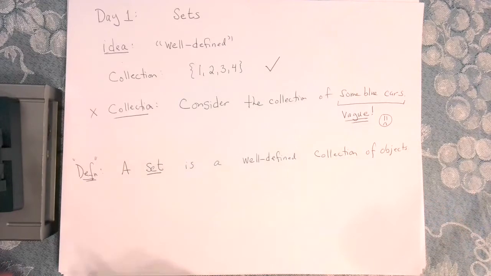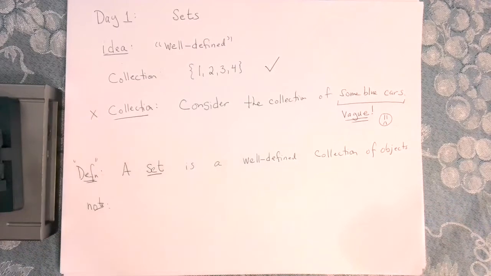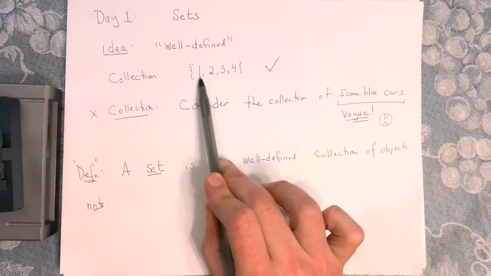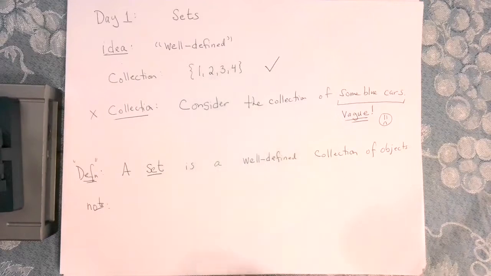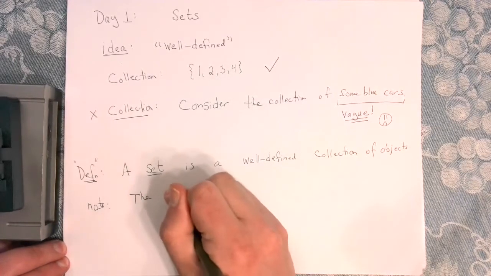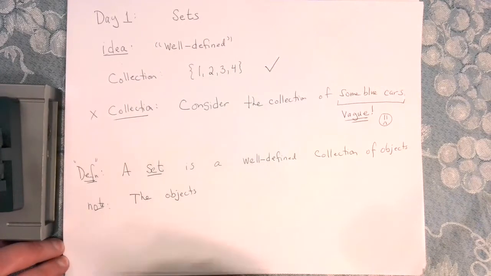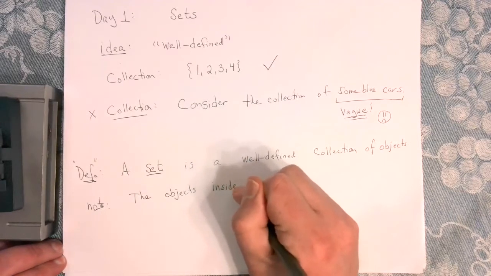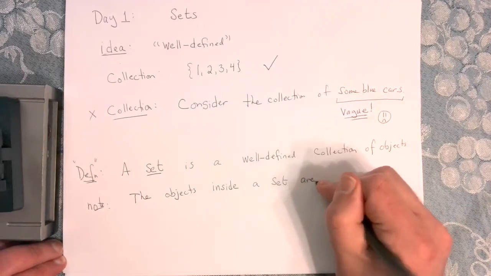So this is not a meaningful set where this is. I want to note something. So let's note the objects that are inside of the set. We call these elements. So 1 would be an element of the set, 2 is an element of the set, etc. So yeah, let's say that precisely. So the objects or members, right? So the objects inside a set are called elements.